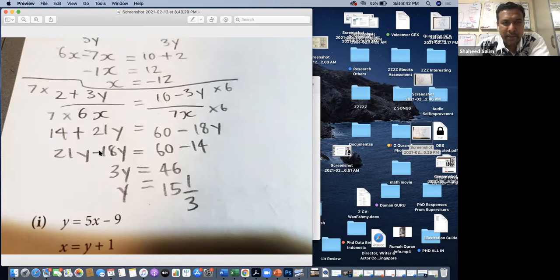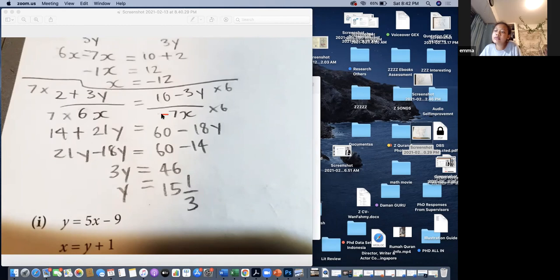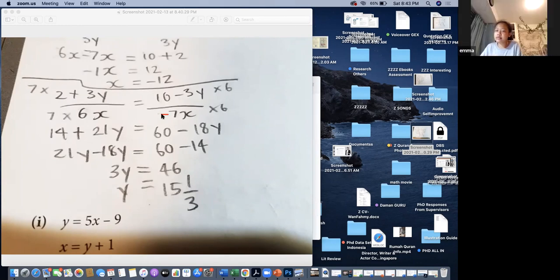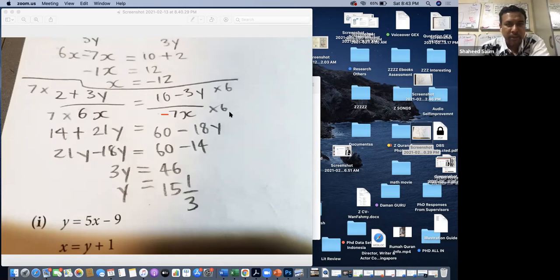And then the other side, so you get this equals to 6x. The other side is 10 minus 3y. But you see there's a minus 7x. You must remember down here, Emma, it's a minus 7x here. You times what? You times -1. Do you times -1? I didn't do it on the paper. Okay, all right. So you times this by 7. You times this by 6. Let's see. You get 42.